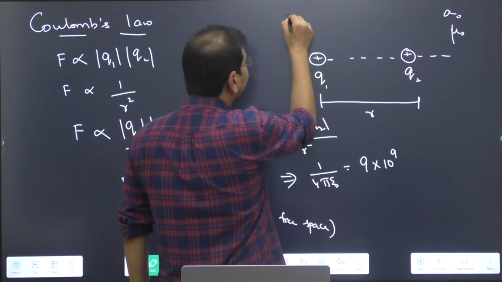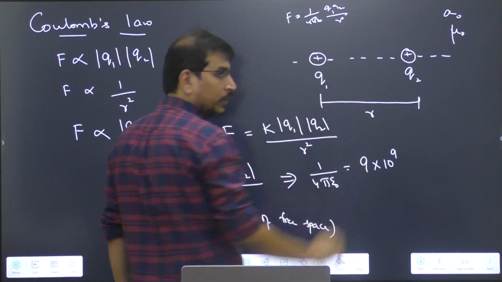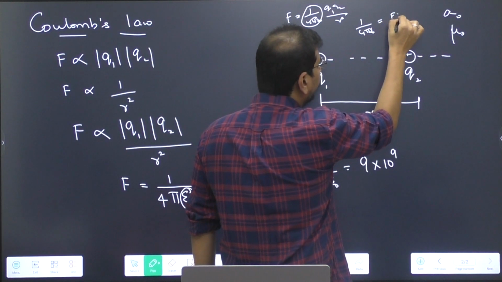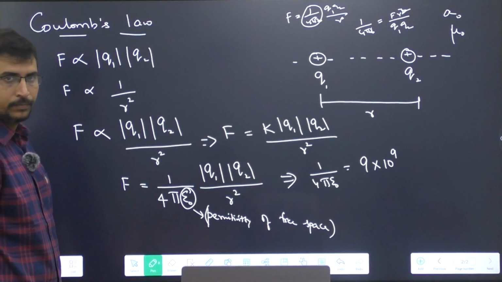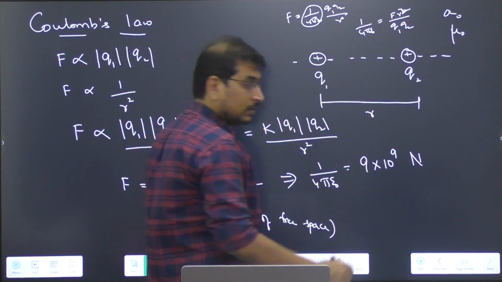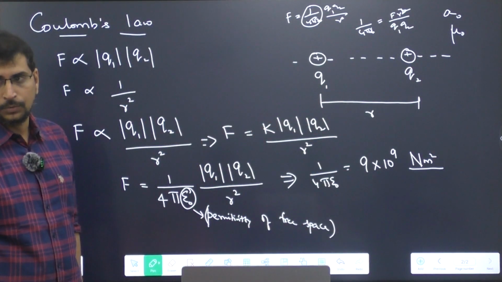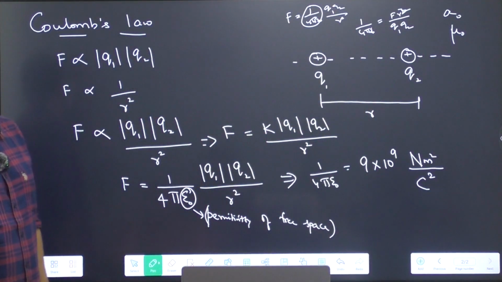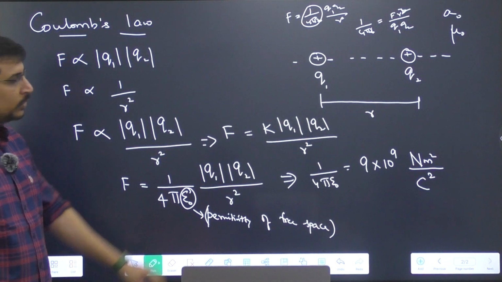It is something like this. F is equal to 1 by 4 pi epsilon naught into Q1 Q2 divided by R squared. So this 1 by 4 pi epsilon naught will be equal to F into R square divided by Q1 into Q2. Am I right? F is measured in Newton. R square is measured in meter square, divided by Q1 into Q2. Charges are measured in Coulomb, so Q1 into Q2 is going to be Coulomb square. So 1 by 4 pi epsilon naught takes the value of 9 into 10 power 9 Newton meter square per Coulomb square.